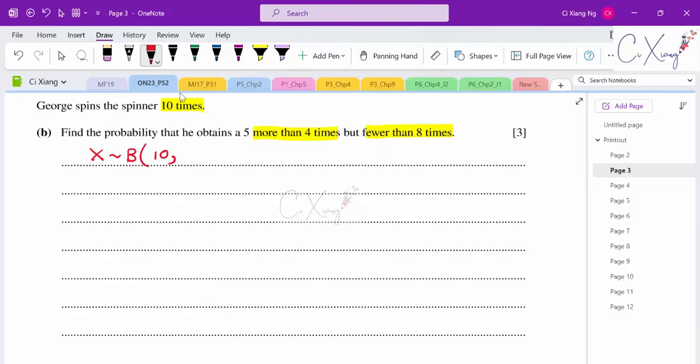So my n is 10. P here is the probability of obtaining a 5 for one throw, so it should be 1 over 5. According to the question, they are asking for number of throws more than 4 times, fewer than 8. If you write it out, it should be something like this. No equal sign for both values here. This is a binomial distribution, so x must be a whole number. What whole number is greater than 4 but smaller than 8? If you list them out, x equals 5, x equals 6, and also x equals 7.